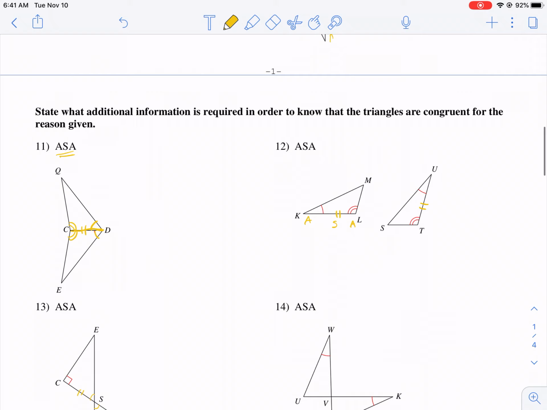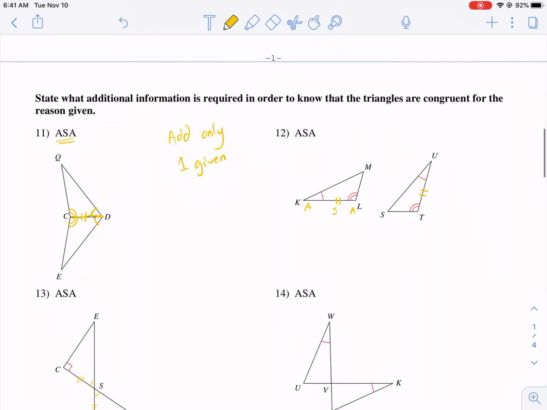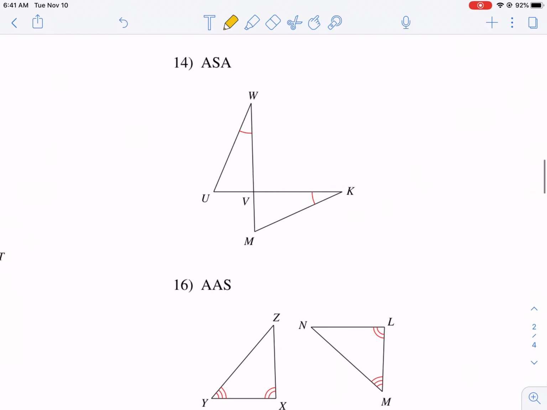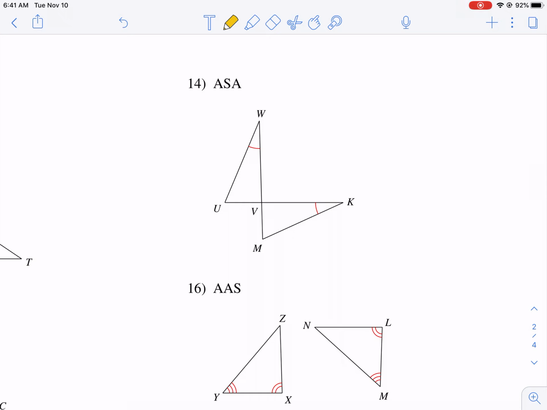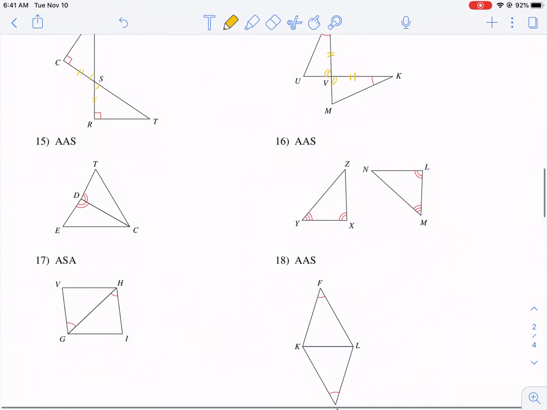Again, for this one, you just want to add only one thing. Add only one given. Okay, so you shouldn't add a gajillion things on here. For example, you wouldn't want to go angle, side, angle like this because you already have this as given as vertical. So the side that you want to add is right there between the two angles.